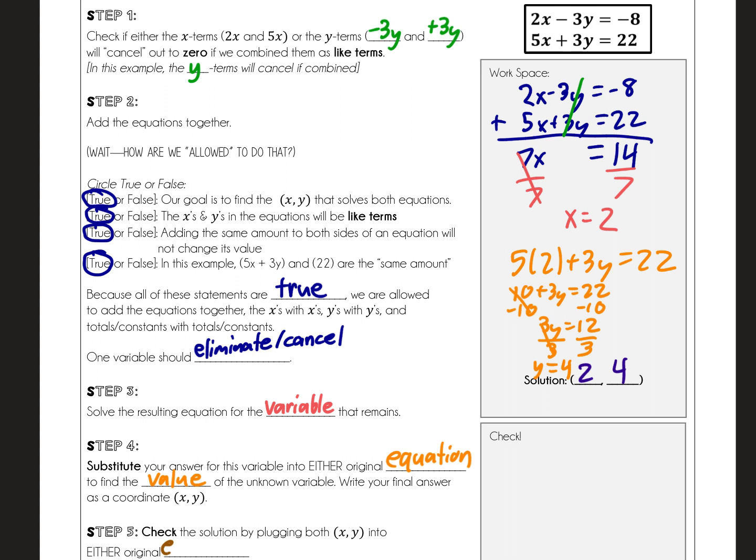Finally, let's check the solution by plugging both x and y into either original equation. I'm going to use 2x minus 3y equals negative 8, which means 2 times 2 minus 3 times 4 is equal to negative 8, or 4 minus 12. 4 minus 12 is negative 8, and since negative 8 is equal to negative 8, our solution checks out.